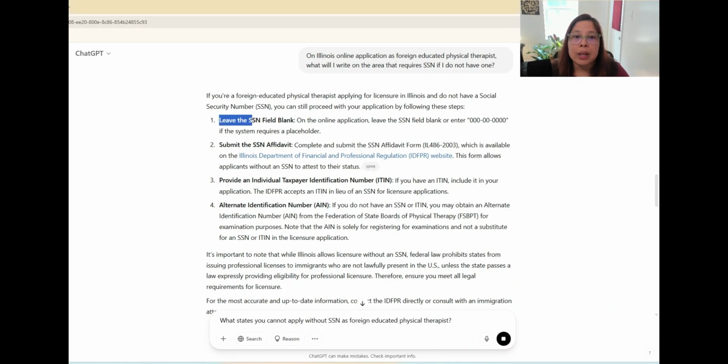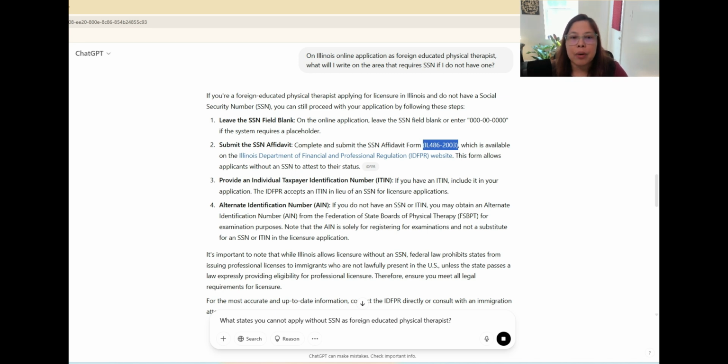Leave the social security number field blank on the online application, or enter zeros. That is 9 zeros, following the pattern of a social security number here in the US: 000-00-0000, so 3, 2, and 4, if the system requires a placeholder. Then for Illinois, submit a social security number affidavit. Complete and submit the social security affidavit form.